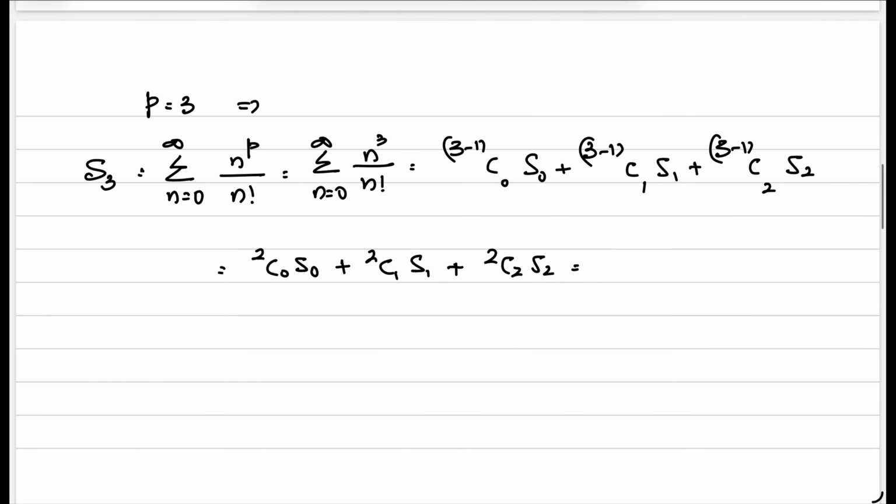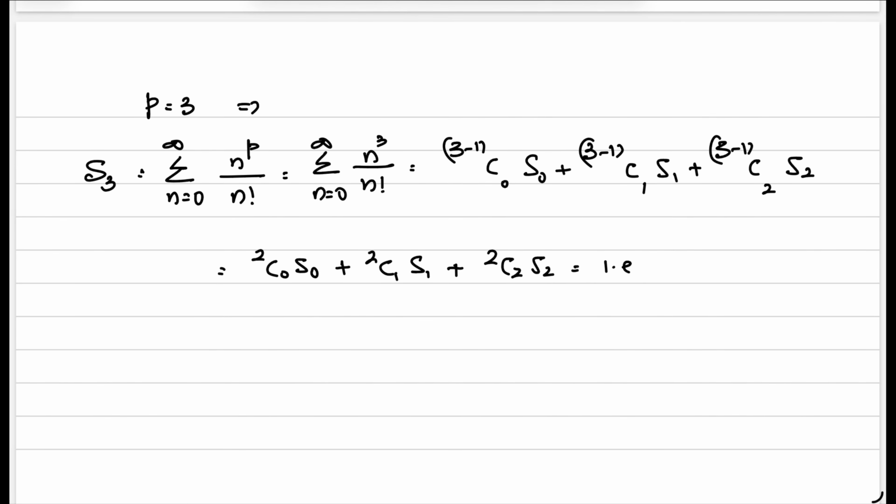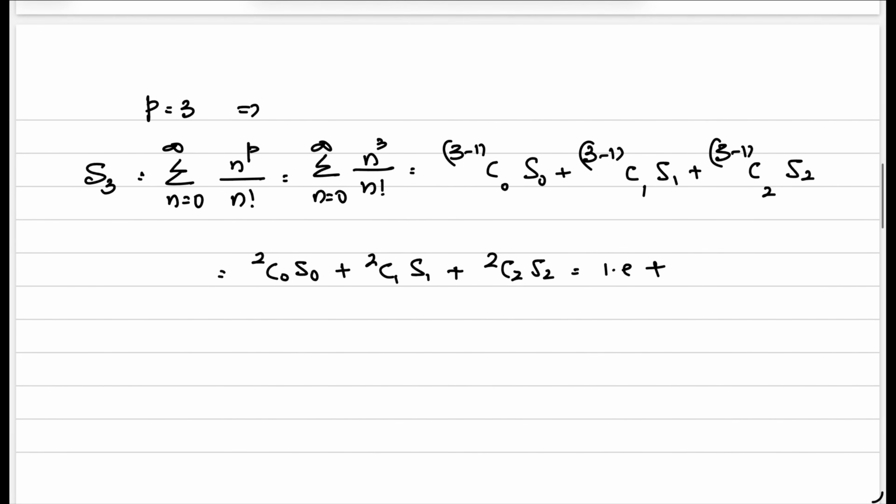From permutations and combinations, this value can be 1 into e, S0 is e, plus 2C1 is nothing but 2, S1 is e, plus 2C2 is nothing but 1, into 2e, S2 is 2e. That means e plus 2e plus 2e, which is 5e.